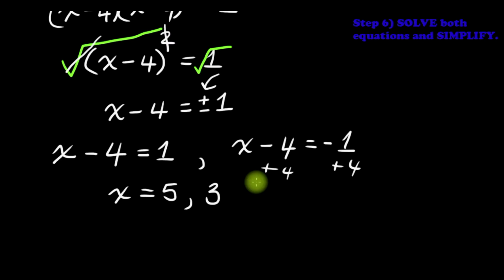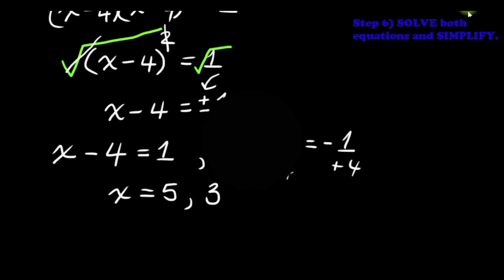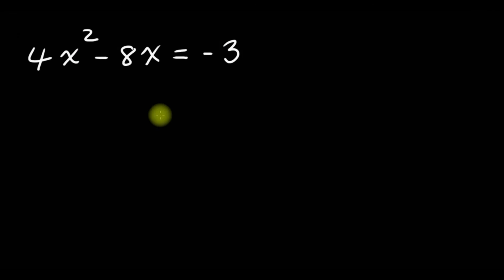So that's how you solve quadratic equations by completing the square. Let's take a look at another one. Here we have 4x squared take away ax is negative 3. This is a quadratic equation because of the x squared, and we're going to solve this by completing the square. And we have a procedure for how to do that. So let's take a look at step number 1. In step 1, we need to rewrite it as ax squared plus bx is c.